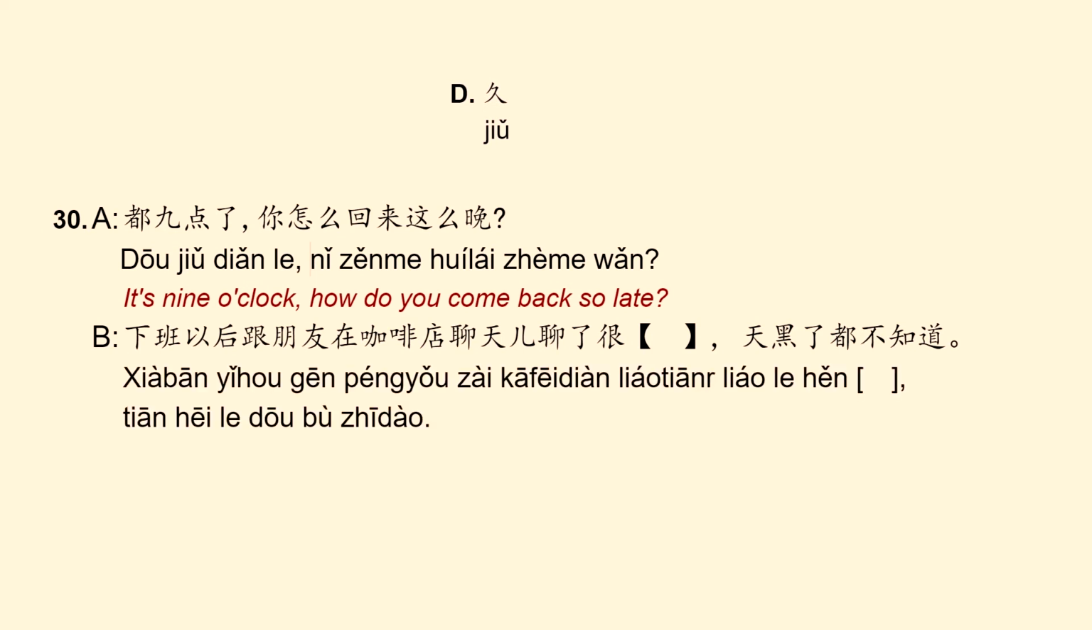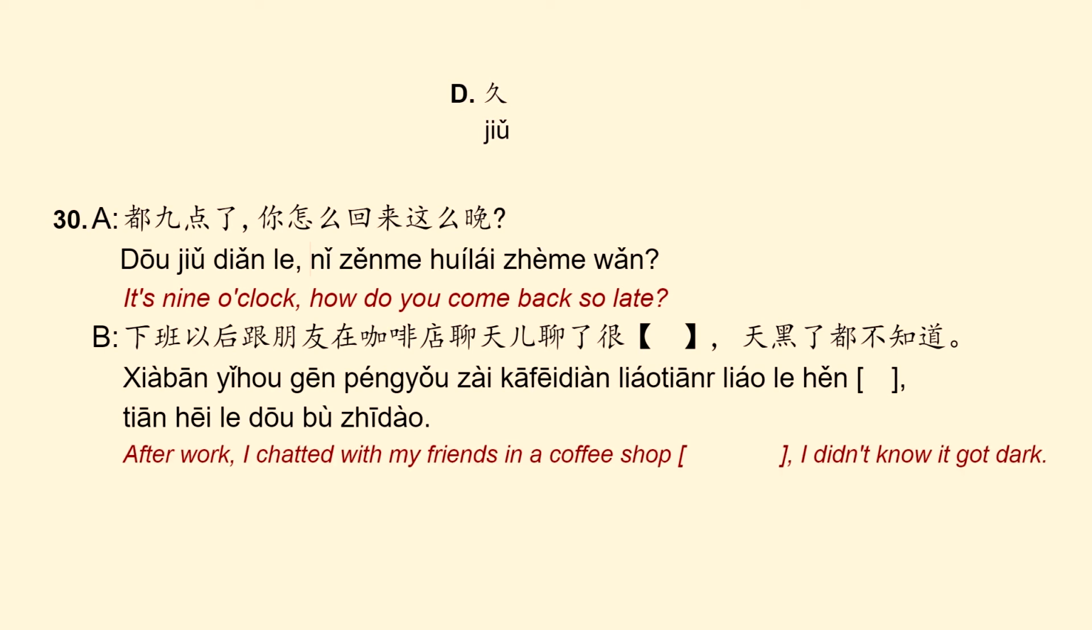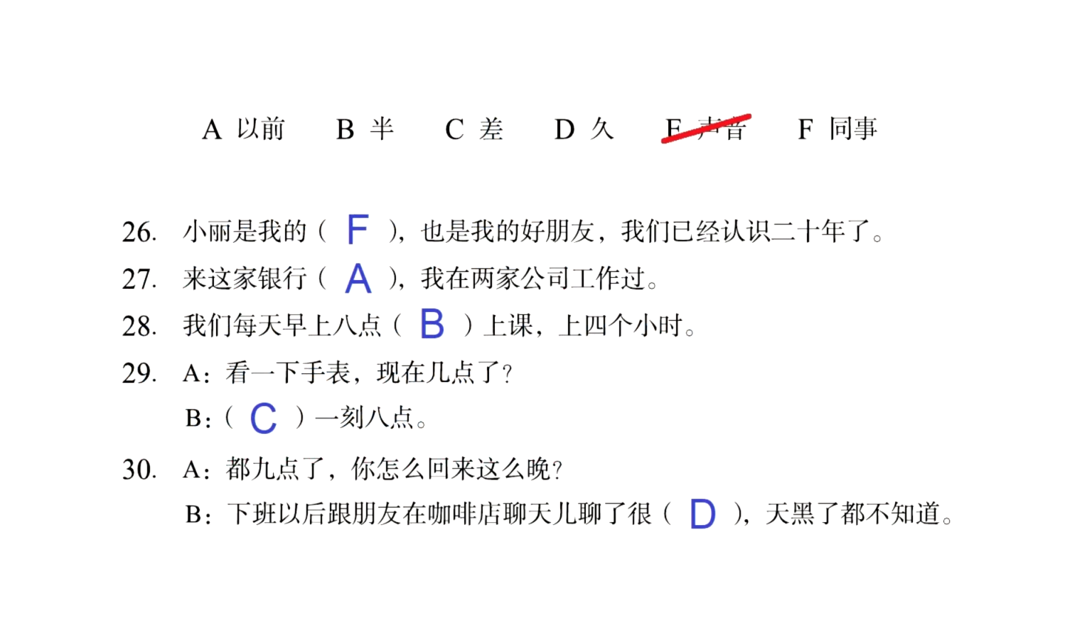Part B says, 下班以后跟朋友在咖啡店聊天聊了很, we have a blank, 天黑了都不知道。After work, I chat with my friends in a coffee shop. We have a blank. I didn't know it got dark. To fill this blank, the remaining word is 久, letter D. 聊了很久。I was chatting with my friends for a long time. With this, you have the correction for page number 46 in the workbook, questions 26 to 30.